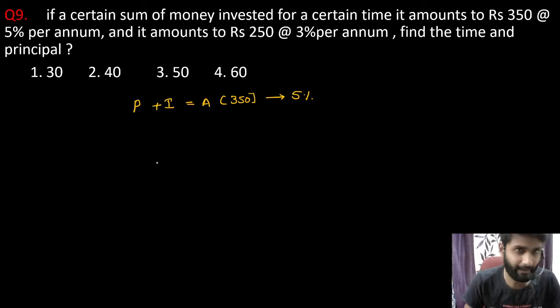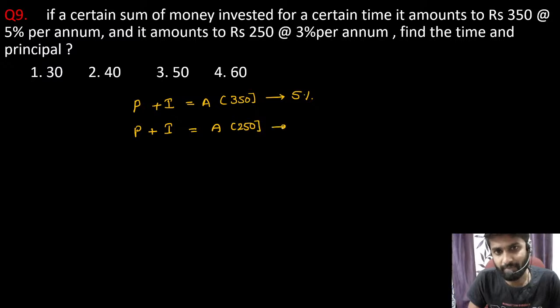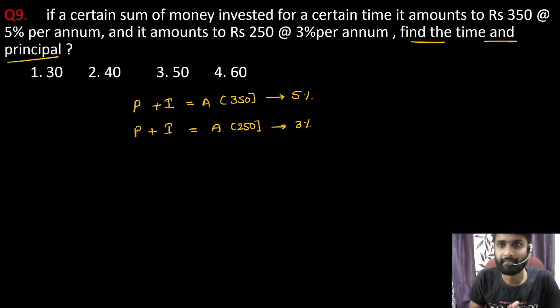That is the first important point. Next one: and it amounts to 250. Same thing, for example, the same principal with interest, the amount becomes 250 rupees at 3%. Find the time and the principal. Now see, guys, the first important thing: here it earns 350 rupees, here it earns 250 rupees. Why does the amount decrease? Because the rate value decreases. Why? Because the principal is always constant. The interest value changes because the rate of interest changes.